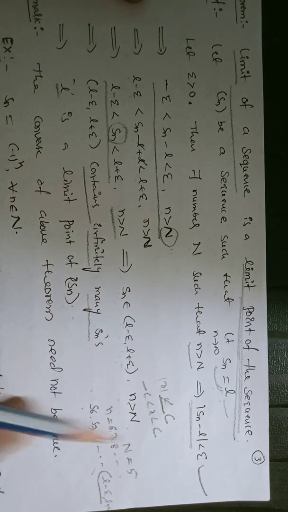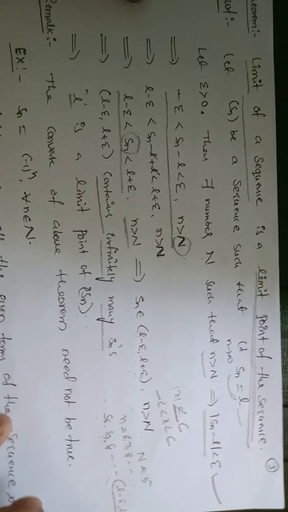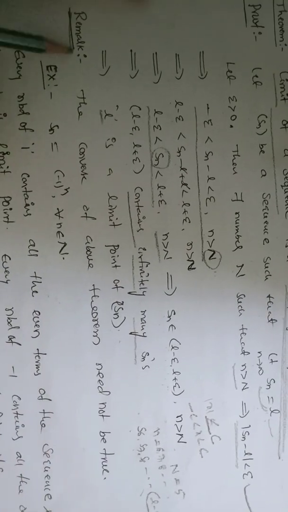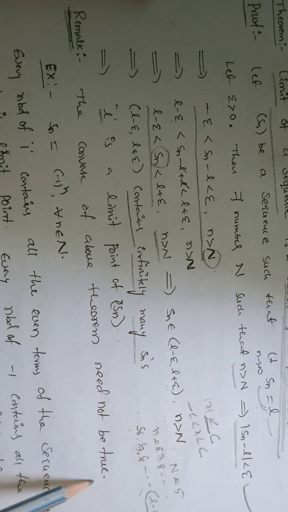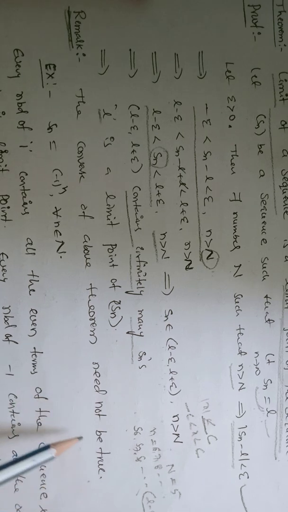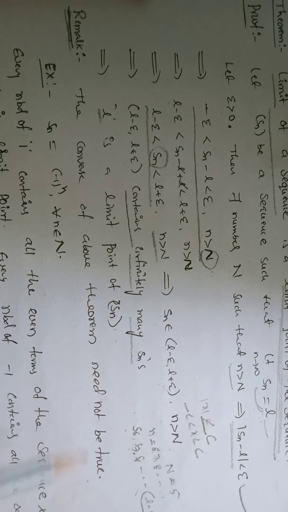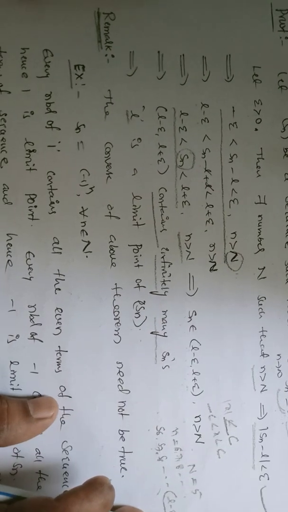Now, the converse of this theorem is not true, need not be true. This is the remark for this. The converse of the above theorem need not be true. That means if L is a limit point, that L need not be a limit of the sequence. Every limit point of a sequence need not be a limit of the sequence.